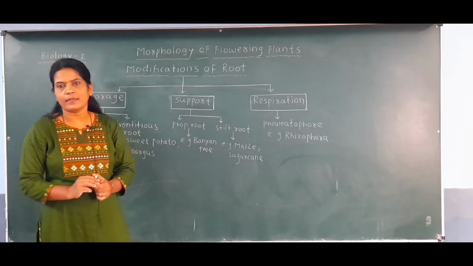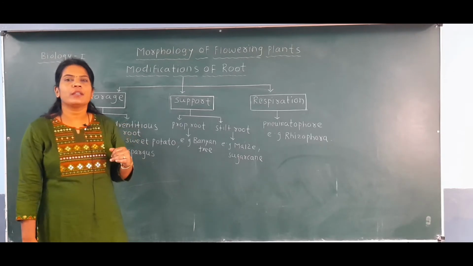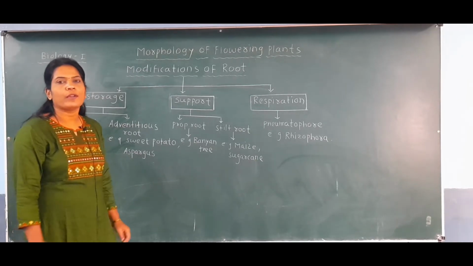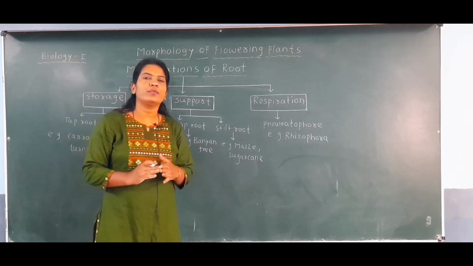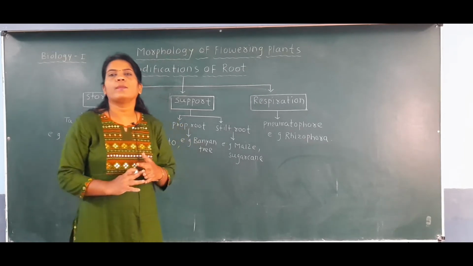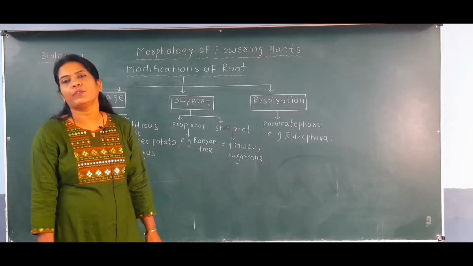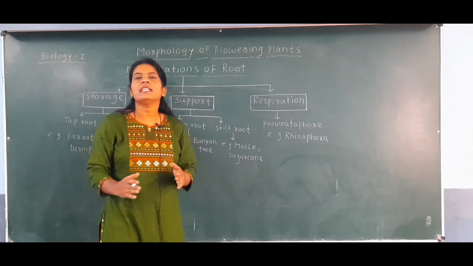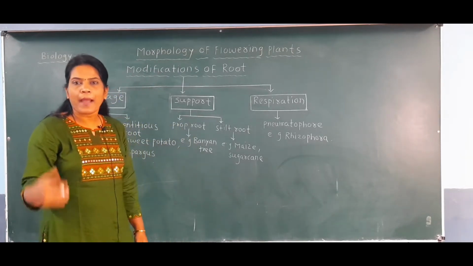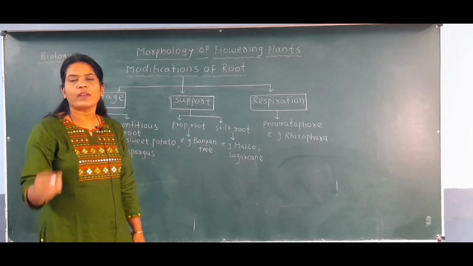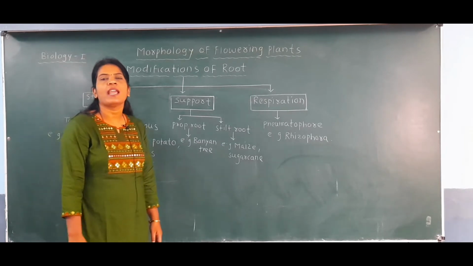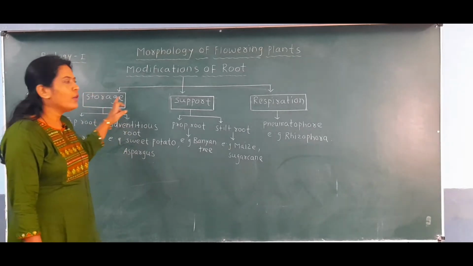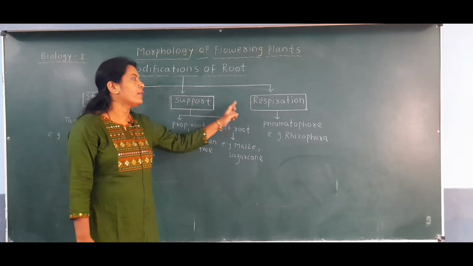and the root hairs. Now in this lecture we are going to discuss in detail the different modifications of the root, because we have seen that not all the roots found on the earth are of the tap, adventitious or fibrous root type. Some roots of some plants change their structure and their function, mainly for the storage of food, for the support of the plant, and for respiration.